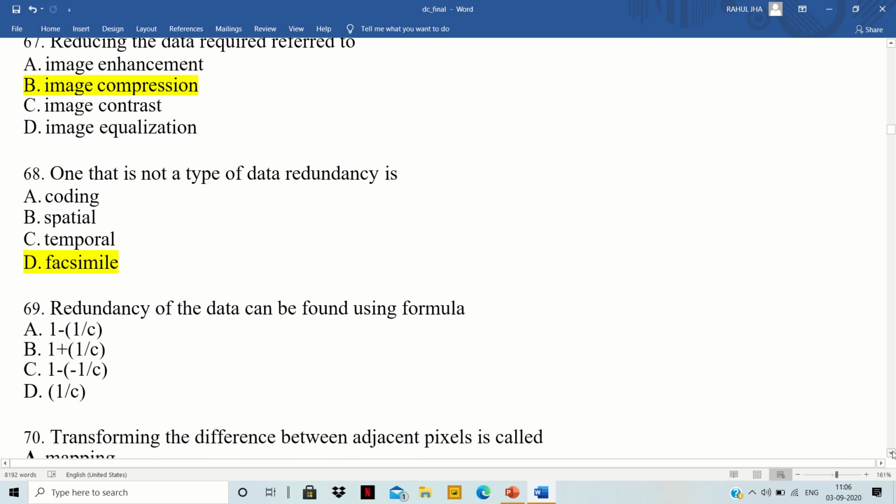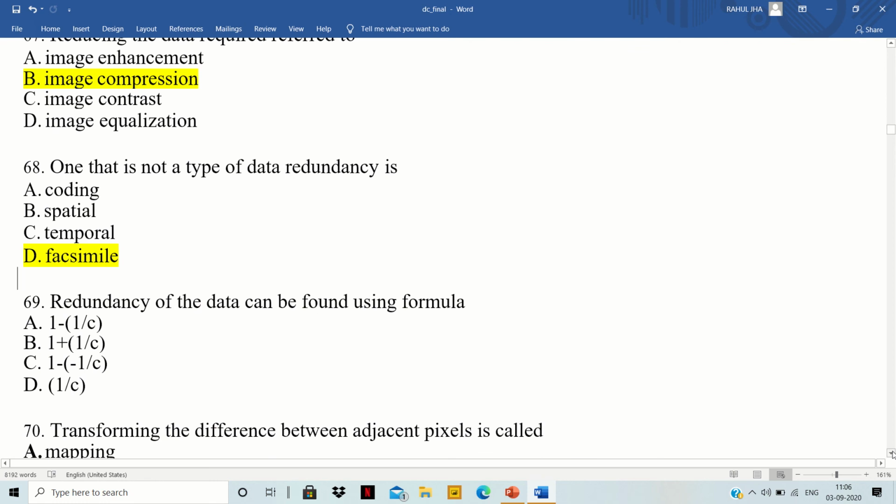Redundancy of the data can be found using which formula? 1 minus 1 upon C, 1 plus 1 upon C, 1 minus 1 upon C, and the last option D is 1 by C. Why are we using this formula? C is representing the compression ratio, and we use this formula so that we can find the redundancy in the data. The right answer will be A, 1 minus 1 by C.